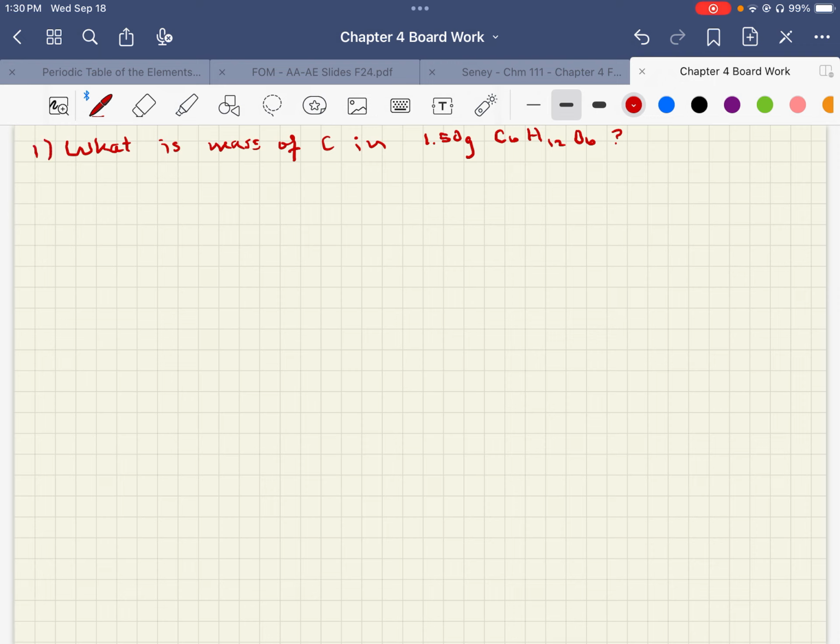What is the mass of carbon in 1.5 grams of C6H12O6? This is what we're looking for, the mass of carbon, and I'm going to write it at the end. So we need to find the mass of carbon from that information. That's where we want to end. For the starting information, it tells us that we have 1.5 grams of C6H12O6, so we're going to start with that.